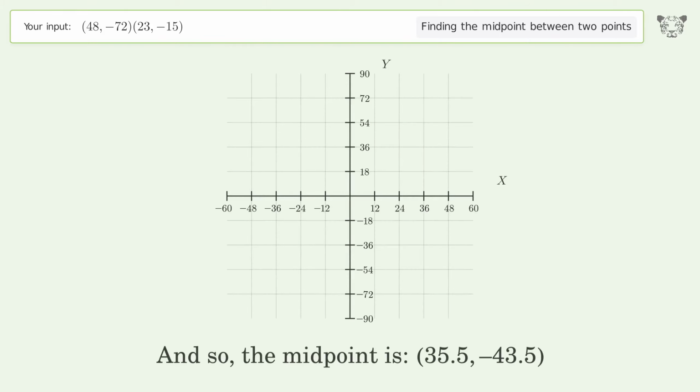And so, the midpoint is 35.5, negative 43.5.